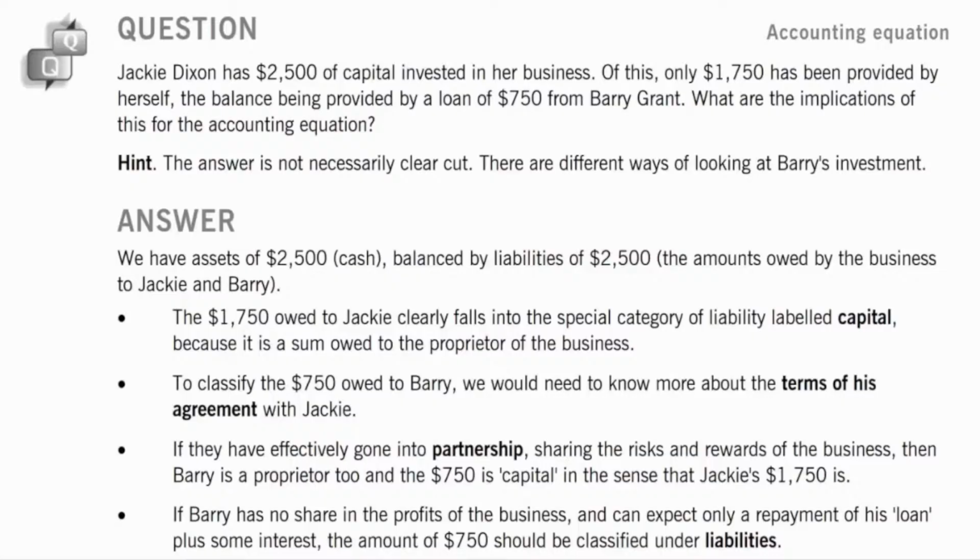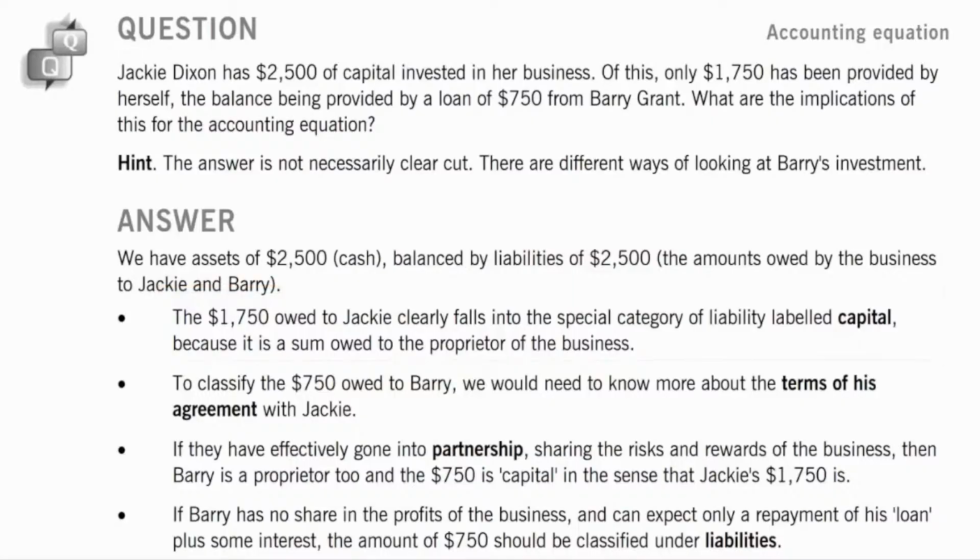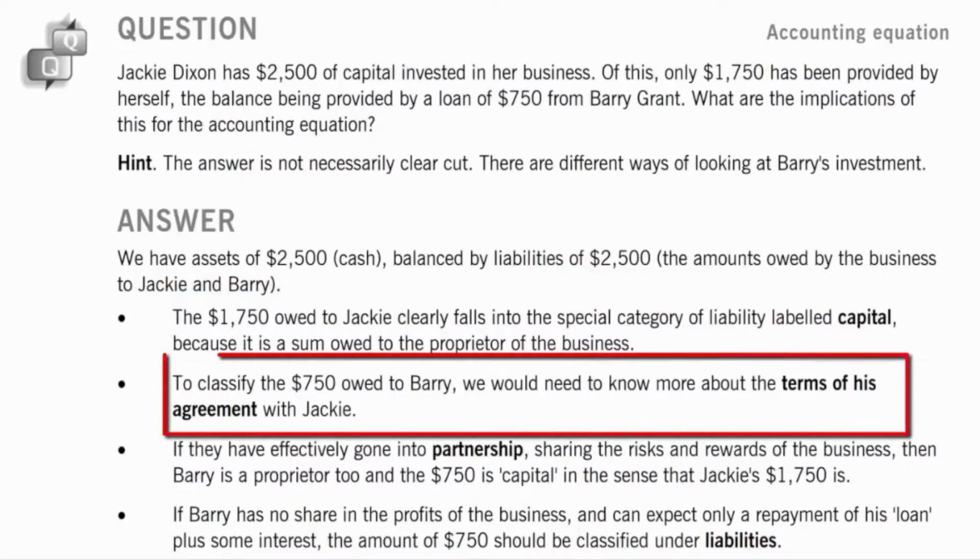It's a mix of liabilities, debts the business owes, and capital, money Jackie has invested as the owner. Jackie's contribution. Jackie invested $1,750 into the business. This amount is classified as capital because it represents the owner's claim on the business's assets. Loan from Barry. The remaining $750 is money the business borrowed from Barry.